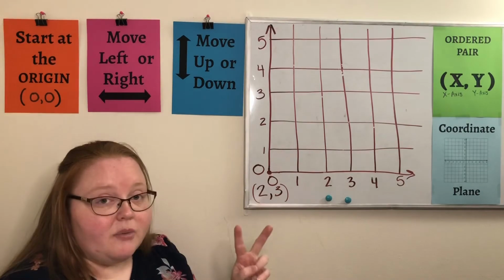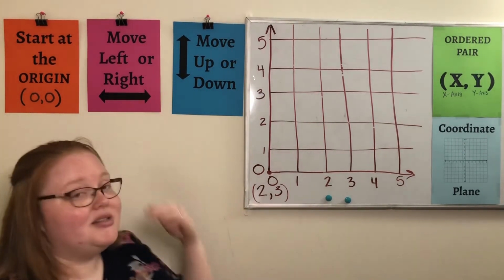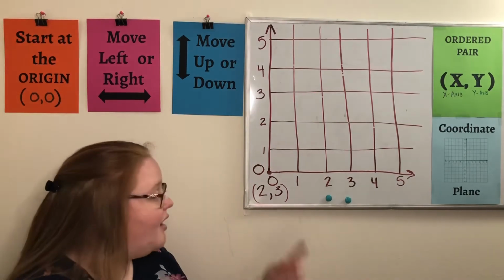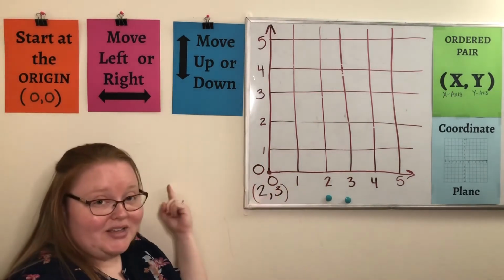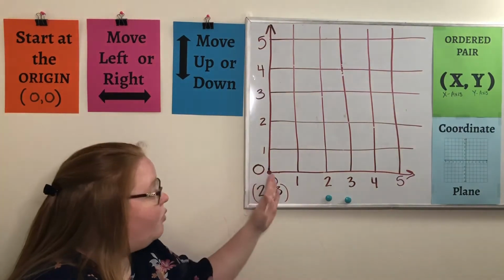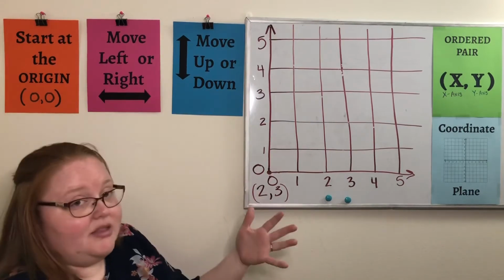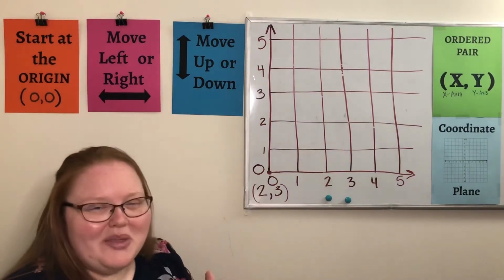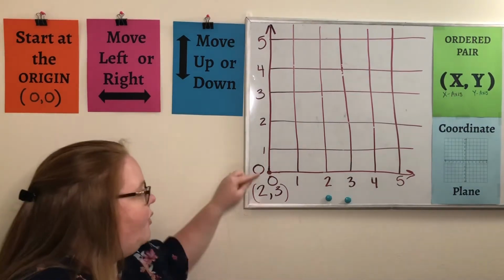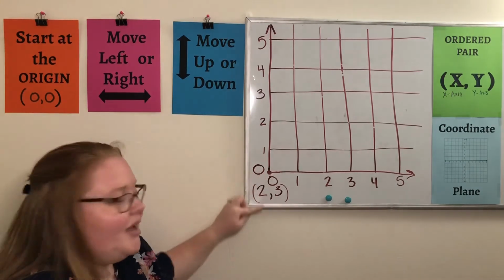The second thing that we're going to do is move left or right. And since we're only working with positive numbers today, we're only going to be moving to the right, because left is negative. Right? So we're only going to be moving this way today. The last thing that you would need to do is move either up or down. But today, since we're only working with positive integers, we're only going to be moving up, because negative would be down.